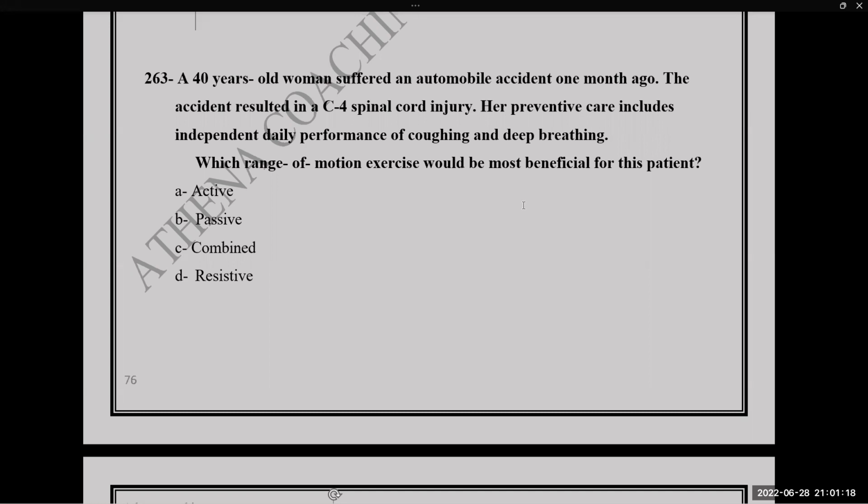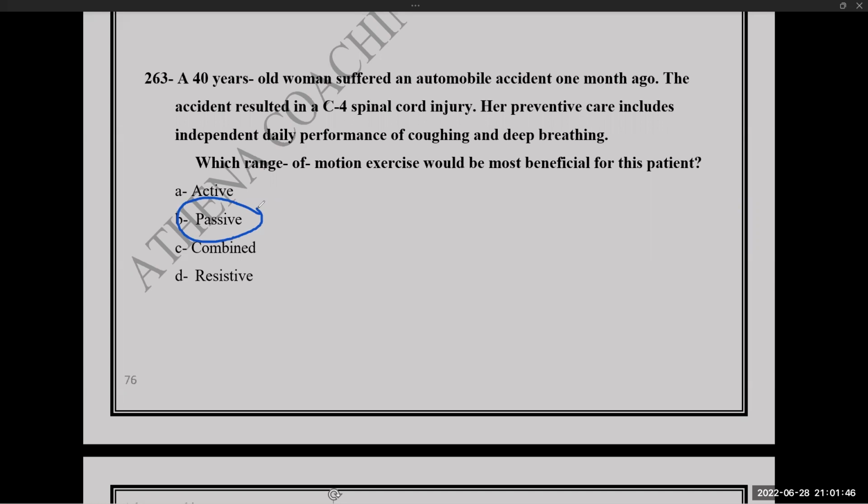So there'll be a chance: active range of motion exercise you can easily remove, and resistive range of motion exercise you can remove. So you've got the two answers, passive and combined. From these two answers you can select the correct answer. So from B and C, what would be the correct answer? B, passive. Yes, it's passive range of motion exercise. Okay, now very good.